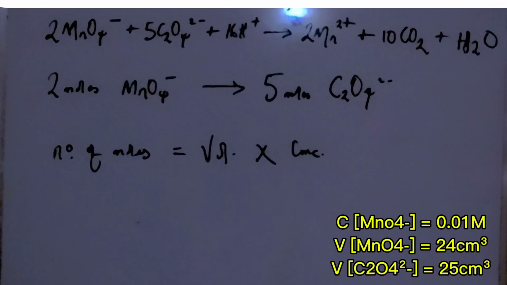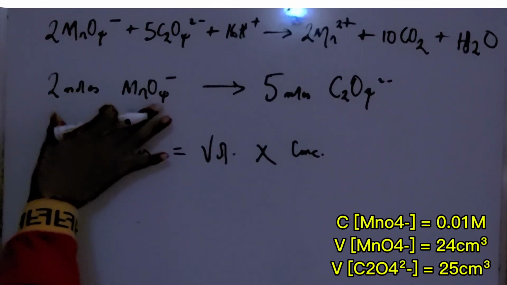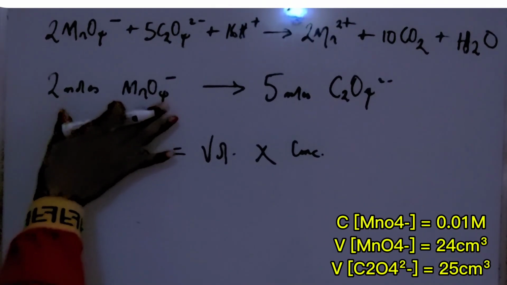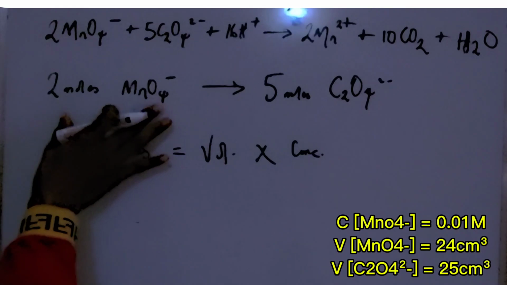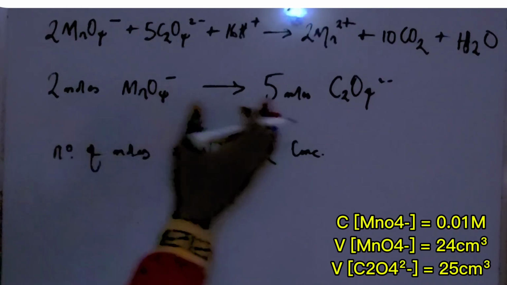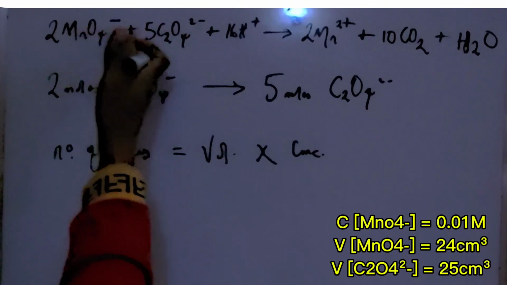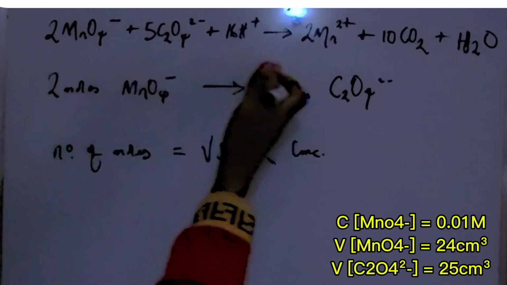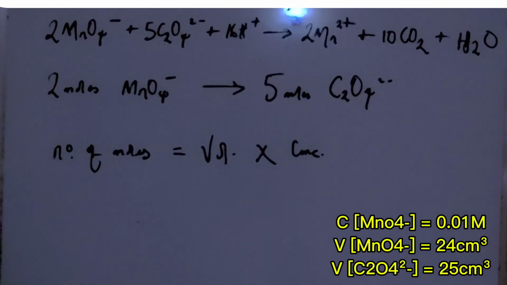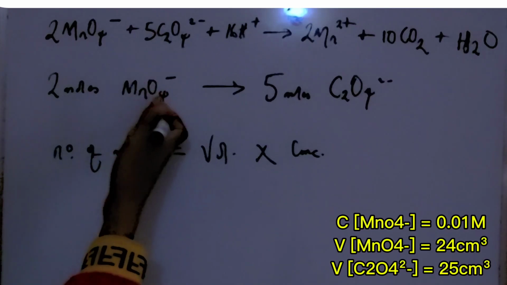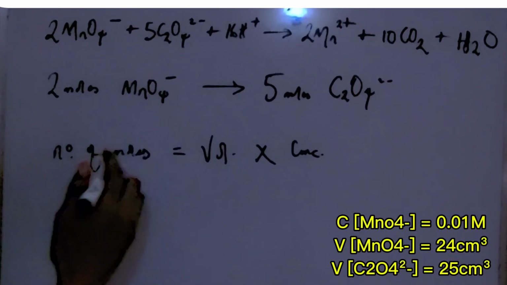Now you see, we can know the number of moles here for the permanganate, but we don't know how much. This is just giving us the ratio 2:5, but we want to quantify it. So the number of moles of the permanganate ion is going to be what?